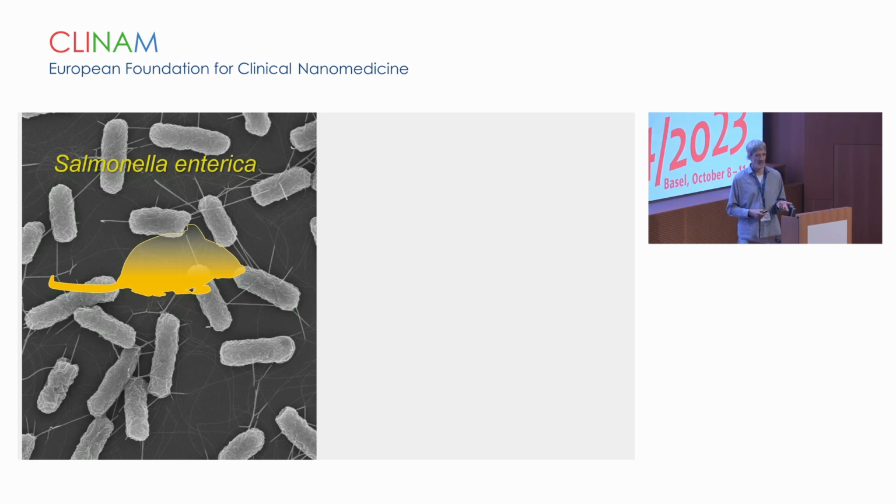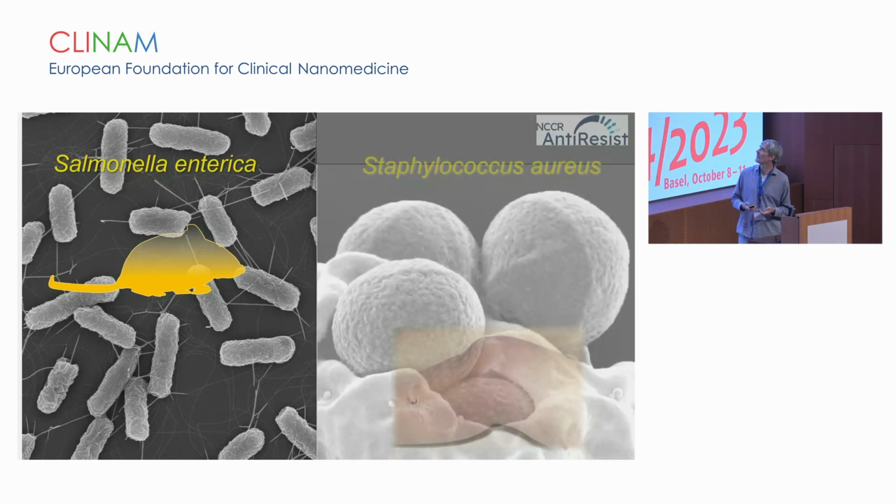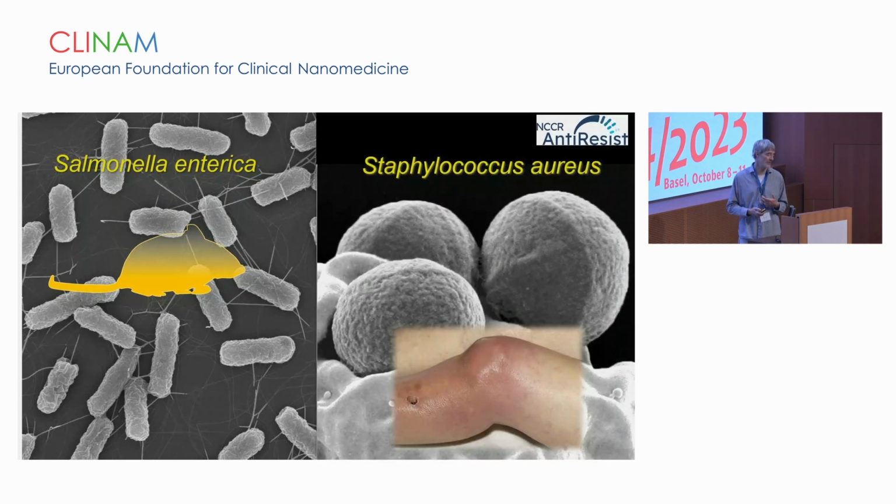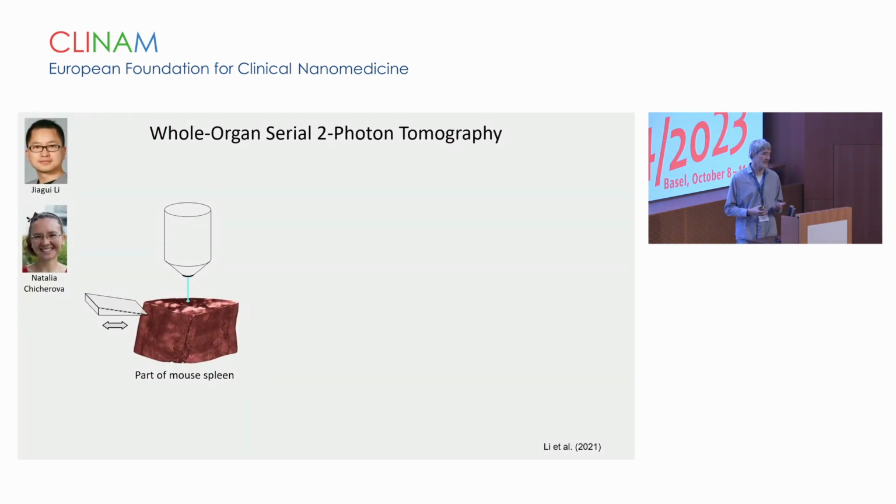One is a Salmonella infection model. This is a model for typhoid fever in mice. And we also work on Staphylococcus aureus, a gram-positive bacterium, in humans. So we look in these joint infections.